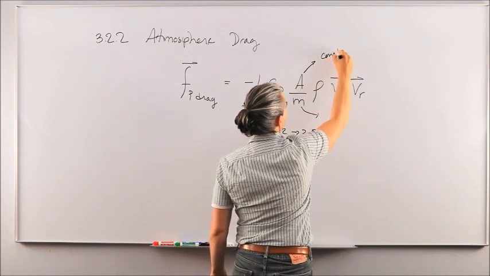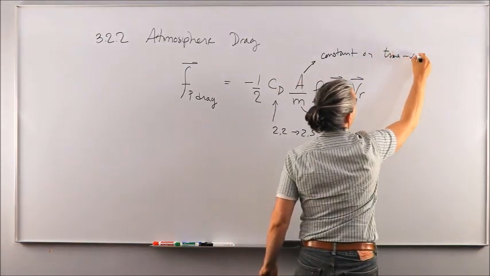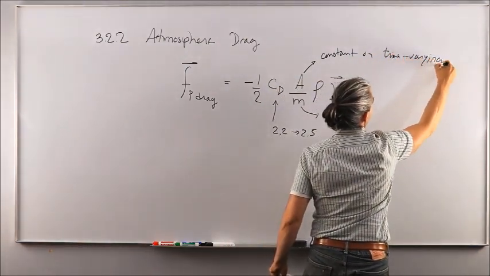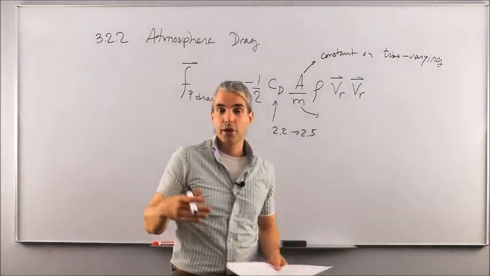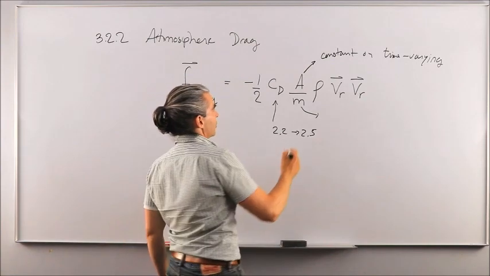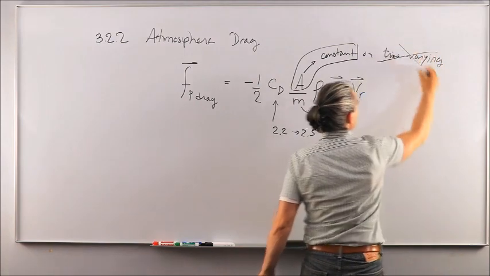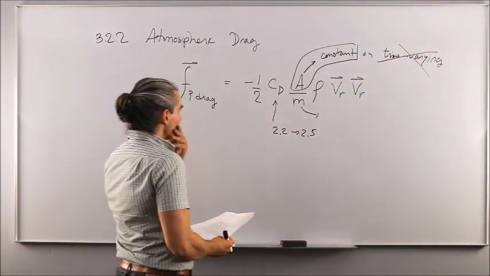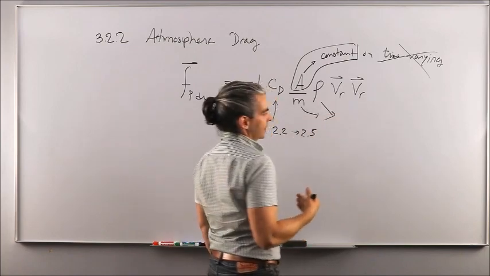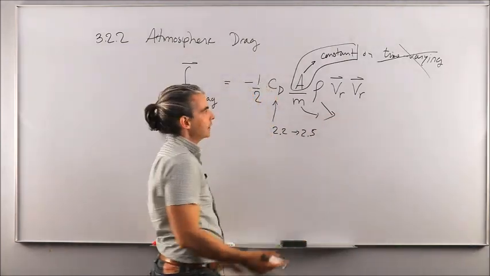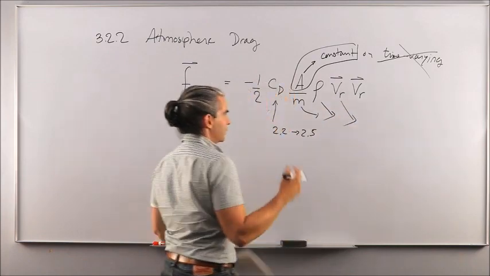So either constant or time varying. If you want, again, to consider time varying frontal area, you need to model the orientation of the spacecraft, so its rotational motion. So in this course, we will only focus on constant frontal area of the spacecraft. Rho is the atmospheric density, which decreases exponentially with altitude. And VR is the relative velocity between the spacecraft and the atmosphere.